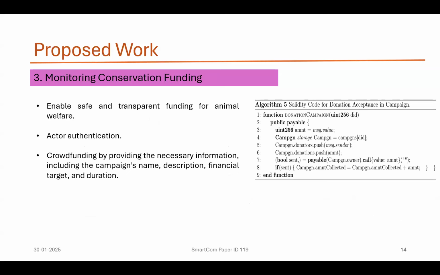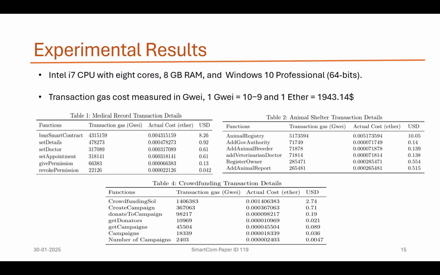The third important work here is to implement transparency in the use of funds. Another important feature of this module is that it also provides a way to do crowdfunding. The actors who are part of this blockchain network can issue a crowdfunding campaign by providing the campaign name, description, and financial details, and donors can easily track whether their donated fund is properly utilized or not. We have implemented our system using the Solana blockchain network, and here is the configuration of the system.